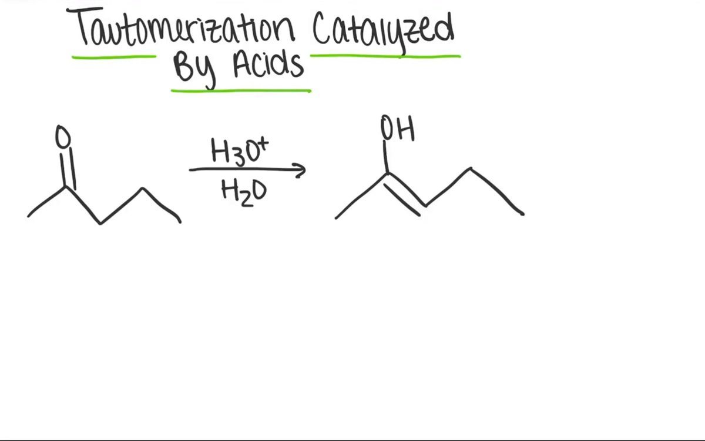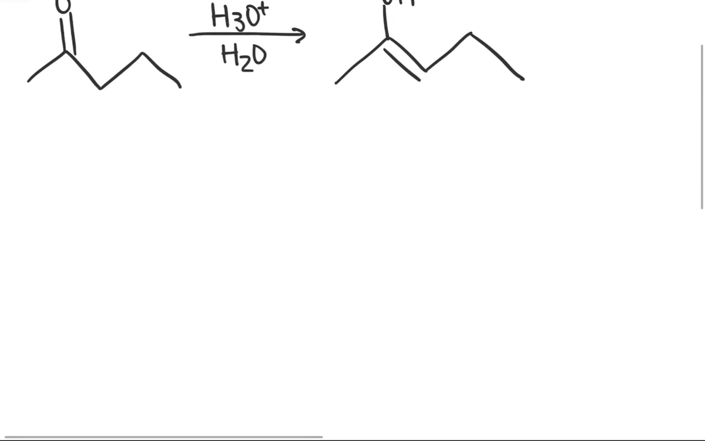Okay, so like I mentioned in the previous video, tautomerization is the conversion between enol and keto tautomers, and this conversion can be acid or base catalyzed. In this video specifically, we are going to be covering the acid catalyzed mechanism. So we are beginning with our ketone on the left, reacting that with H3O+ and H2O to form our alcohol group and carbon-carbon double bond. Now, jumping right into that mechanism.